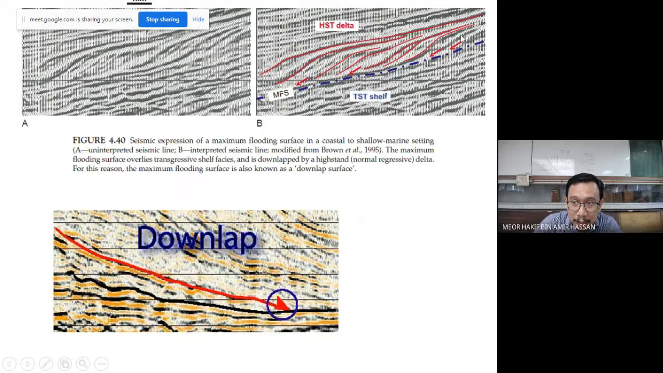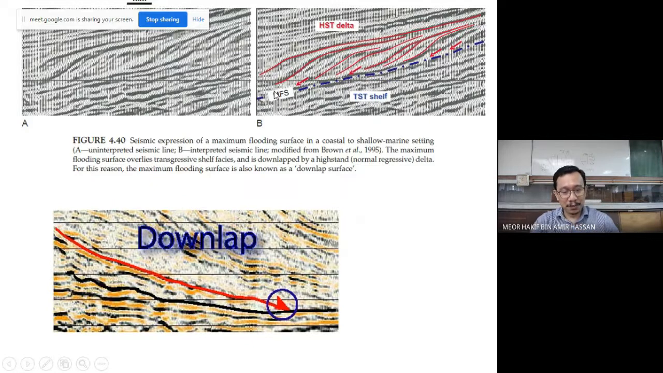Now, this surface, where all these layers go down and meet the surface here, this is a downlap surface, and most of the time, this is going to represent your MFS. And that is because you have TST, retrogradation, followed by progradation, and the progradation will be happening on top of the MFS. That is why it is touching the MFS here.